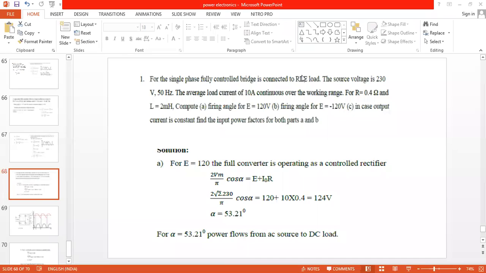Now the second point, what I am saying is very important. You just listen and you can make a note of this one. When the firing angle is maintained greater than 90, the input source voltage is less than the back EMF voltage. Under this condition, the motor acts as a generator and energy is transferred from load to the source. So a fully controlled converter with RLE load can also be used as an inverter. All of you are understanding?